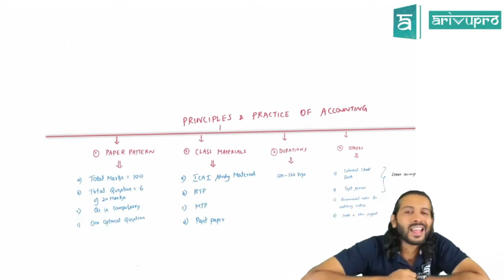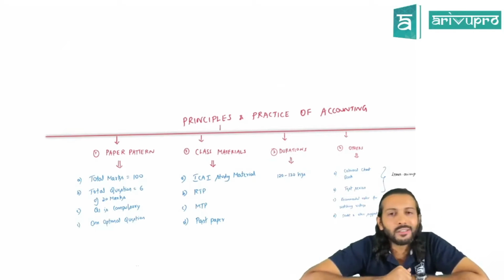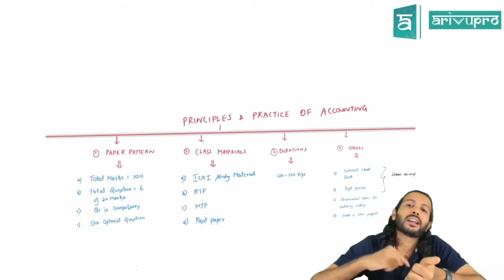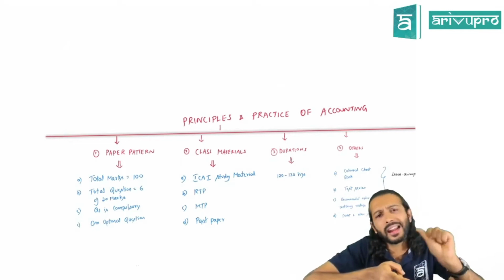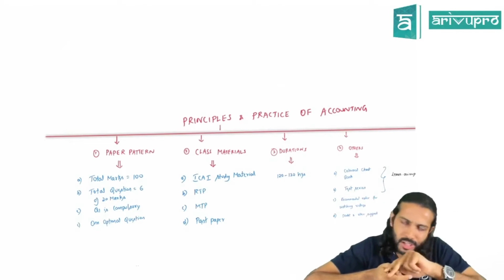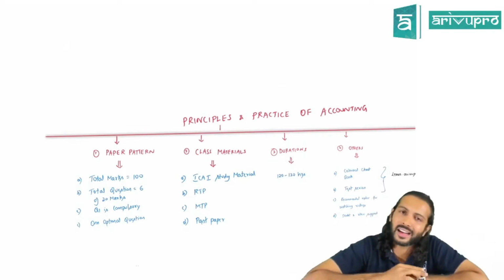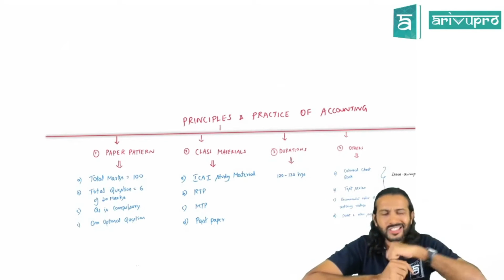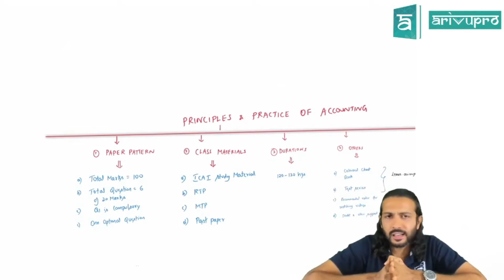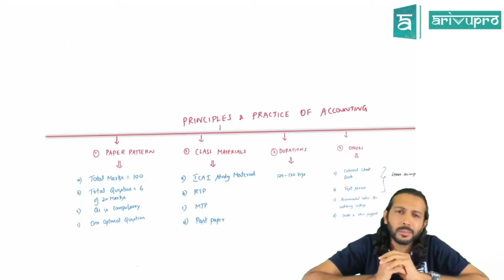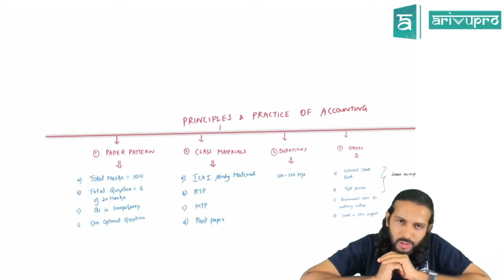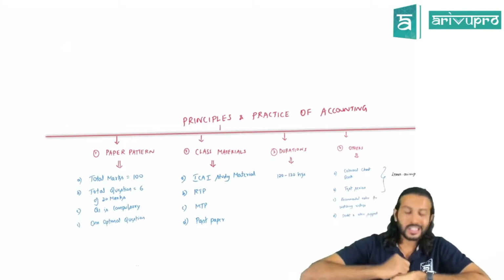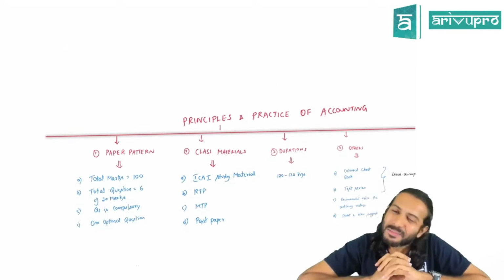Primarily at CA Foundation level, I handle accounts. At CA Inter level, I handle accounting, advanced accounting and FM, 3 subjects. At CA Final, I handle financial reporting, which is what we call accounting there. These are the few papers I handle at the CA levels. Other than this, I also handle some CS and ACCA papers. So this is a brief intro about myself.